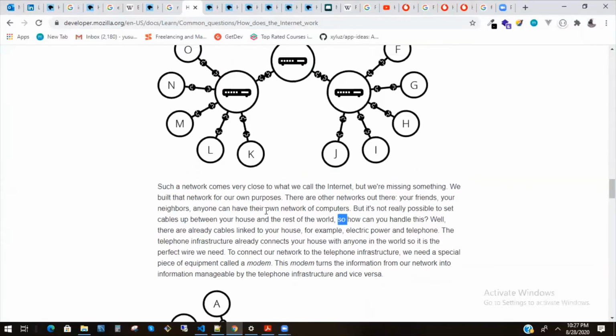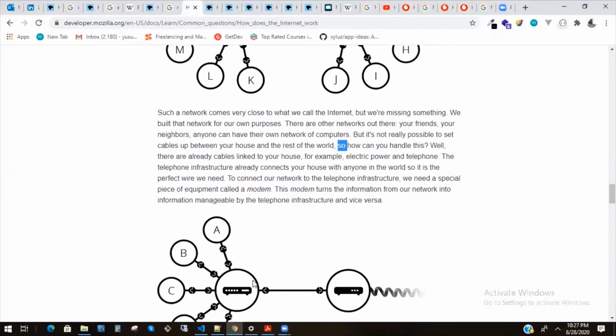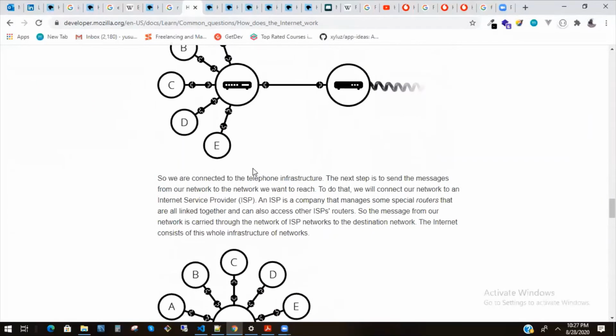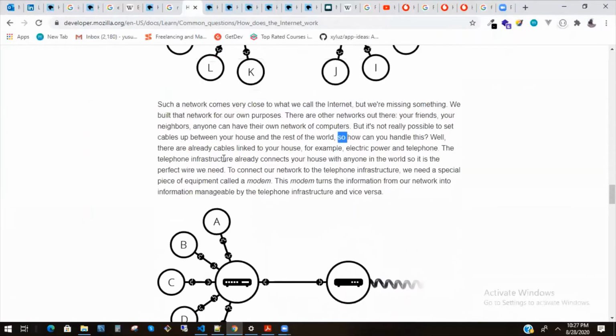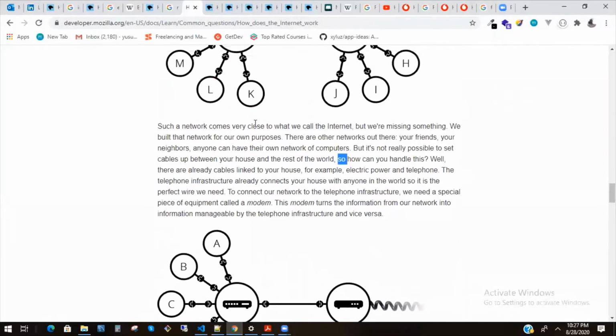Now, let's talk about this cable. When you share information or request information on the internet, the internet service providers are the ones in charge. How do you connect to the internet service provider? When you use your internet, you use your modem.